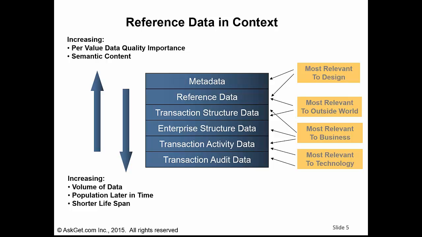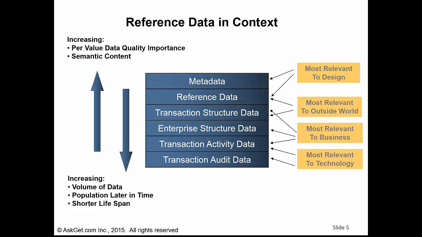Then we have enterprise structure data, which is the data that allows us to report business activity by business responsibility, such as chart of accounts and organization structure. These tend to resemble reference data somewhat, and some people class them together. The thing about enterprise structure data is the hierarchical issues that it has, historical hierarchies, and dealing with those, like reporting last year's credit for product lines using this year's organization structure, something like that.